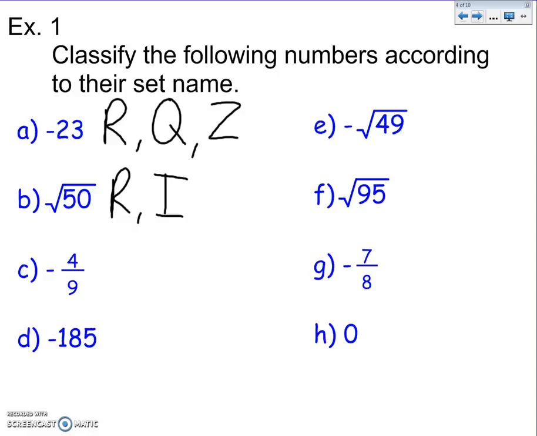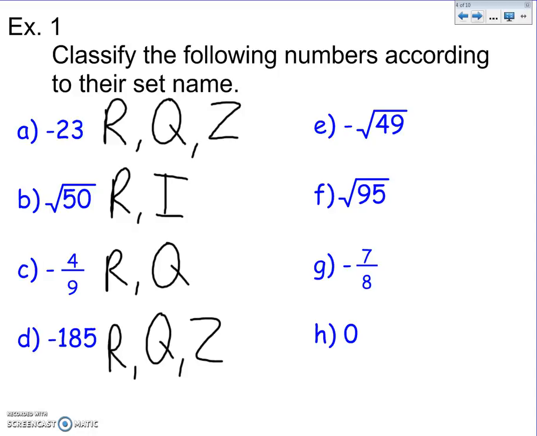All right, C, negative 4 over 9. Well, it's still real. And all these are going to be real, by the way. And then now it's a fraction, negative fraction. But if it's a fraction, it's always rational. And then it's not a whole number, so you can't do N, you can't do W, you can't do Z. D, negative 185, real. It ends, it stops, so you make it over 1, or you can just put a 0.0. And it's a negative whole number, Z.